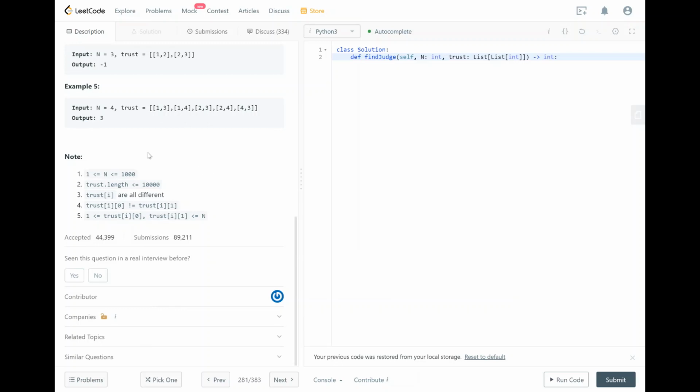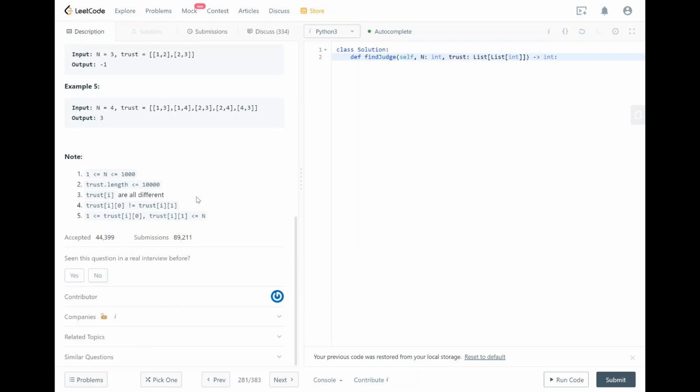Going over some notes, number 1, 1 is less than or equal to n is less than or equal to 1,000. This means that you should expect a town anywhere between 1 and 1,000 people in it. Number 2, trust.length is less than or equal to 10,000. This means that you're not going to have more than 10,000 items in your trust array.